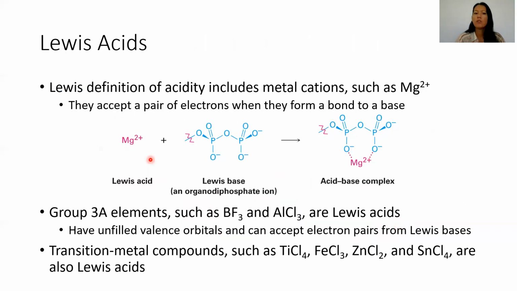This can also include metals. Sometimes you'll see that. So Mg2+ is also defined as a Lewis acid. So you can get a base and coordinate the lone pairs to that metal complexes. The group 3 elements, these are Lewis acids just because they have 6 electrons and can accept 2 more. Some other transition metals as well.